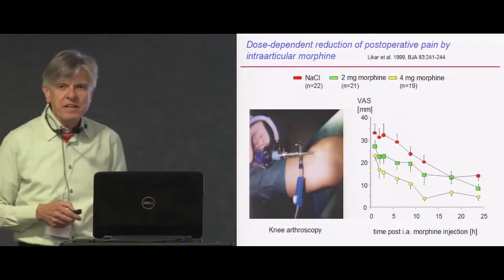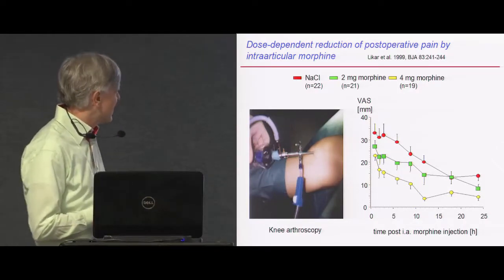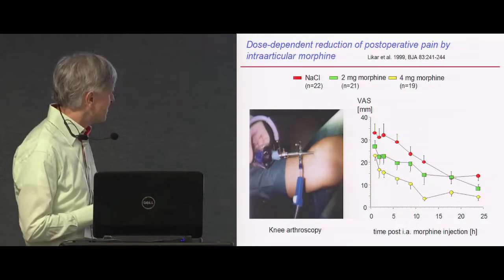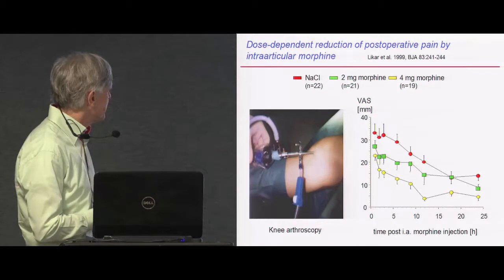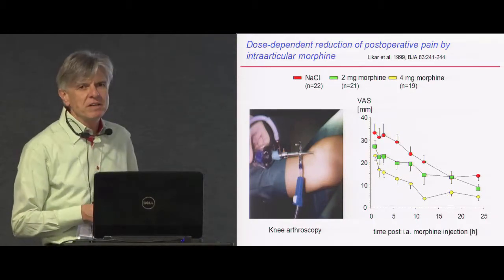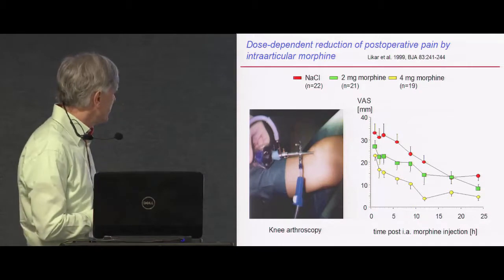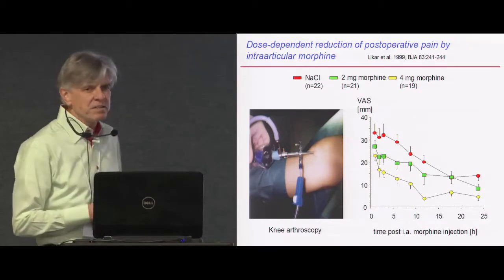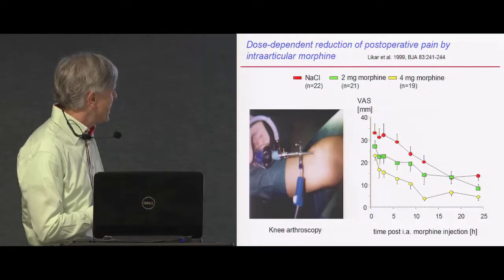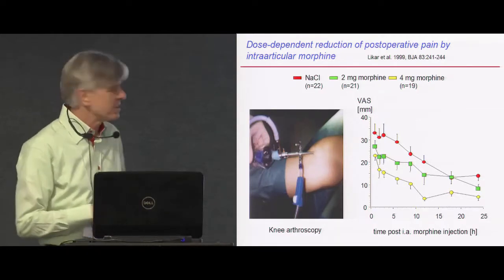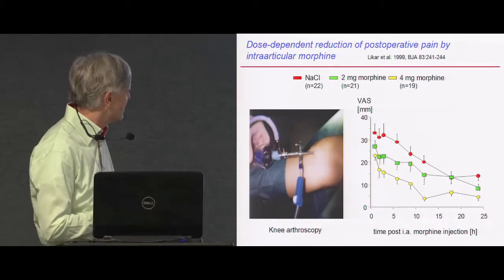So one of the first clinical studies that we did just a couple of years later, this is not the first study, we did this in the early 90s. We injected morphine directly into knee joints during operations on the knee joint. As you can see here, a typical arthroscopic knee surgery, and we measured pain by, for example, the visual analog scale on a scale from 0 to 100.